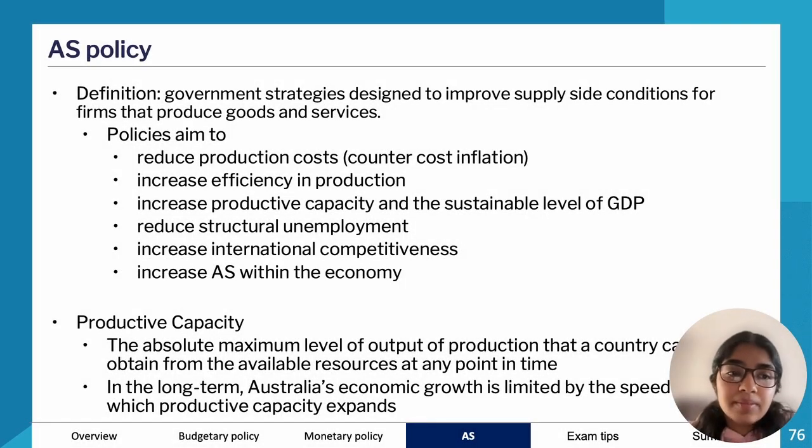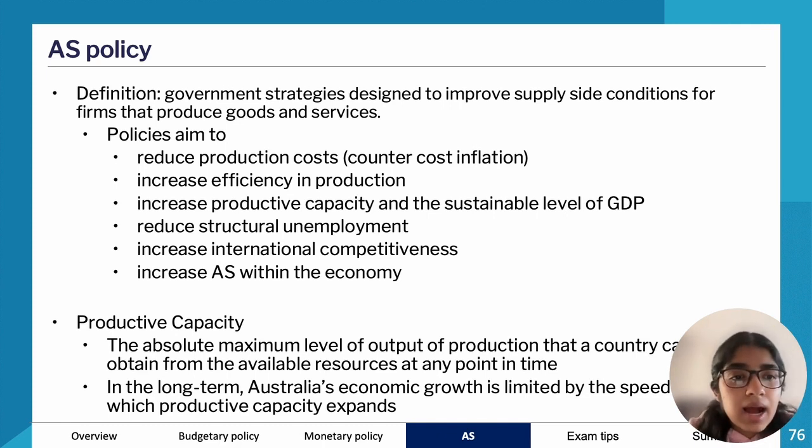So aggregate supply policy is basically, I guess, a subset of budgetary policy. It's a subset of it, and it's basically strategies by the government to try to improve supply side conditions. So we want to improve the production of goods and services. We want to increase our productive capacity. So the aims of those policies are, first, we want to reduce the production costs. So we want to minimize cost push inflation.